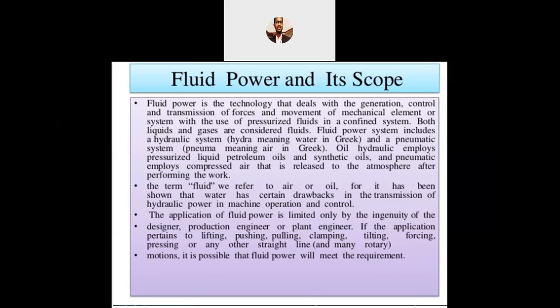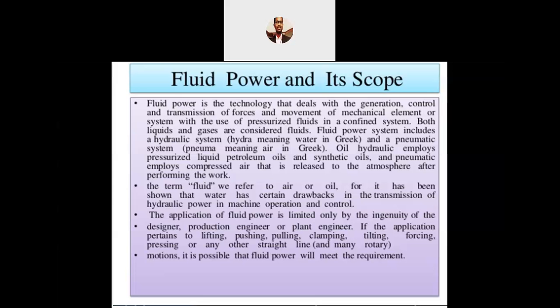What do you mean by this confined system? Confined means the area which is under concentration. When I'm talking about a 1 liter water bottle, for me the world is only the water bottle. I'm not bothered about what is around it. So that is what we call confined, which is under observation or under attention, which we call a confined system. Is it clear? Both liquids and gases are considered fluids.